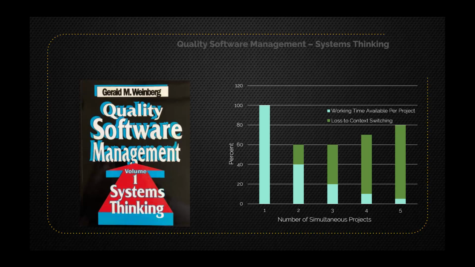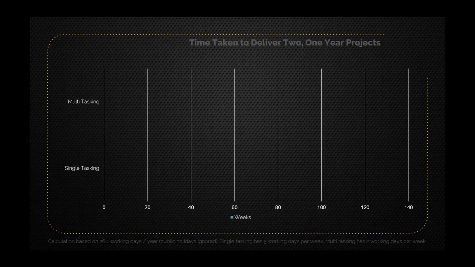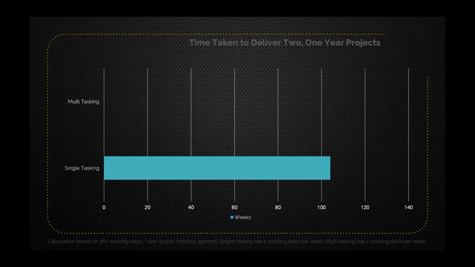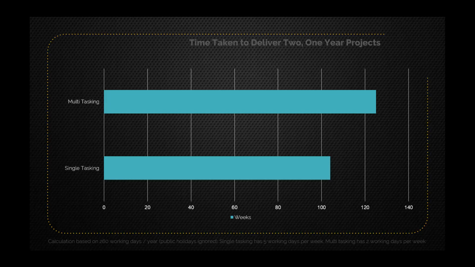If we map this to an example of 2 projects, where each project is estimated to take 1 year to complete, working on one project after another will take us 2 years to complete both projects, with the first project completed after year 1. If we work on both projects at the same time, it will take over 2.5 years to complete both projects, with the first project being completed after 2.5 years.